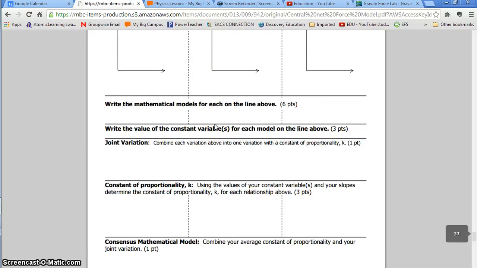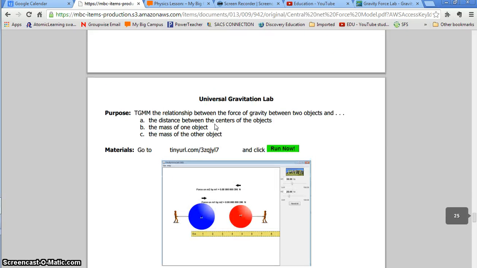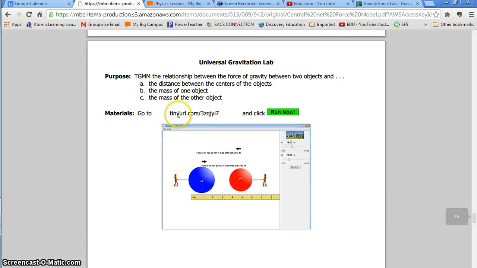Okay, so now let's look at the Universal Gravitation Lab. In the Universal Gravitation Lab, when you start this simulation, again, here's the URL, you're going to see these two stick figures with these big massive spheres that you can move toward one another, and you'll be able to read the forces on them. So your goal in this lab is to graphically and mathematically model the relationship between the force of gravity between these two objects and the distance between their centers, and the mass of one object, and then finally the mass of the other object. So there's going to be three sets of data you're getting.